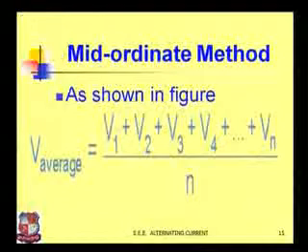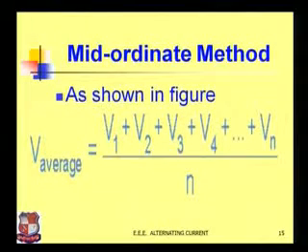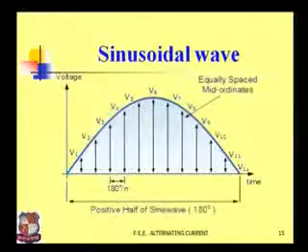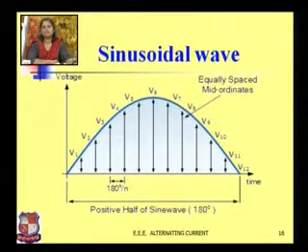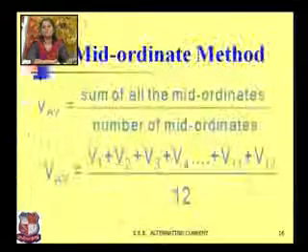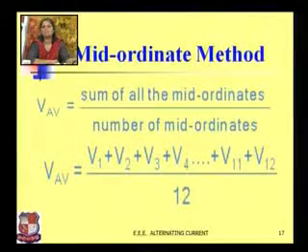So this is the equation for V average, which is equal to V1 plus V2 up to Vn divided by the number of parts. The same method is applicable for a sinusoidal waveform. Again, divide your waveform into a number of parts and find the instantaneous value of voltage for each individual part, and then find the average for the whole wave. So V average is equal to the sum of all the mid ordinates upon the number of mid ordinates.